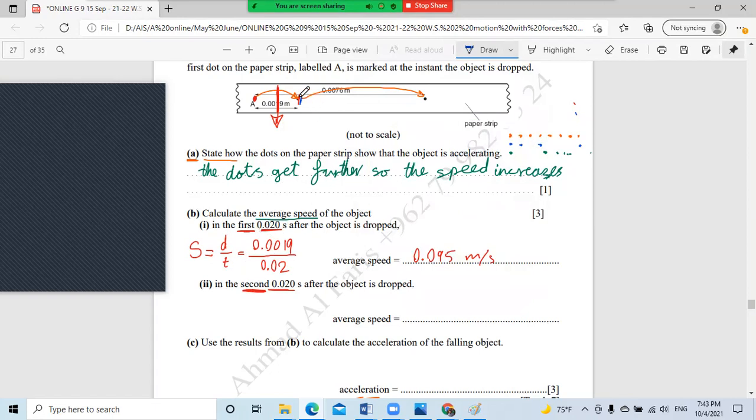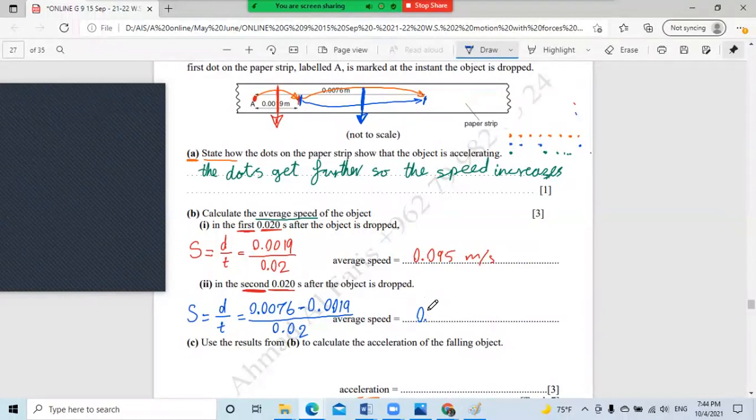The second, from the second point to the third point. So I'm trying to find the average speed somewhere in the middle. I don't know how much the speed is in the beginning or in the end, but I can find the average speed since I know the distance and I know the time. So speed again equals distance over time. The distance is 0.0076, the whole distance, minus the initial distance 0.0019. All of this divided by the time, which is 0.02, and the answer will be 0.285 meters per second.